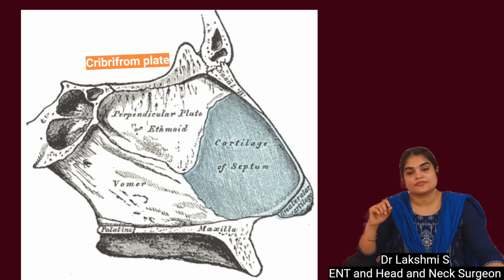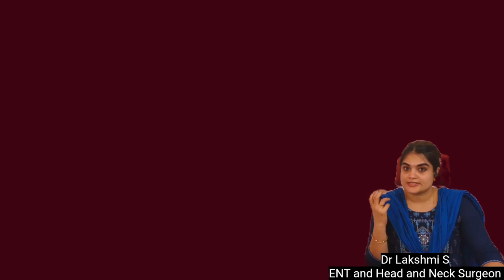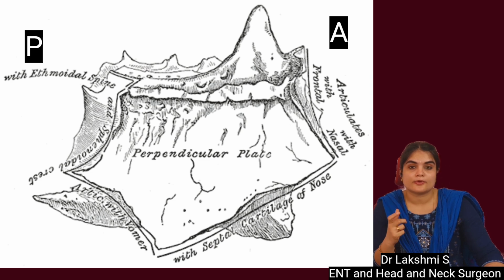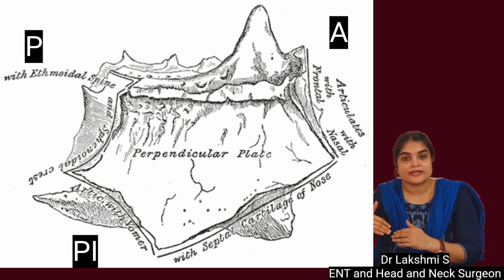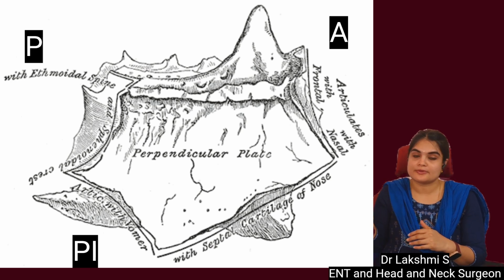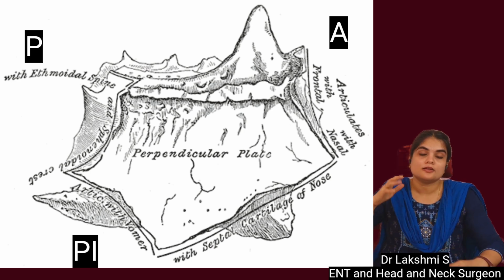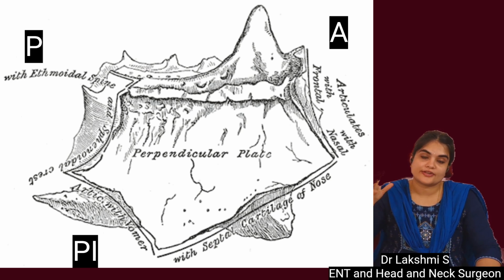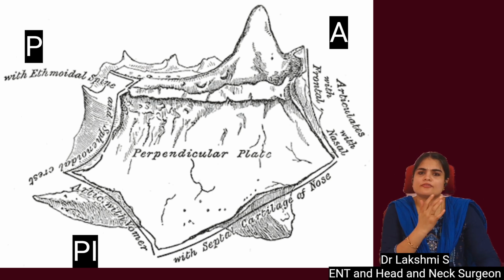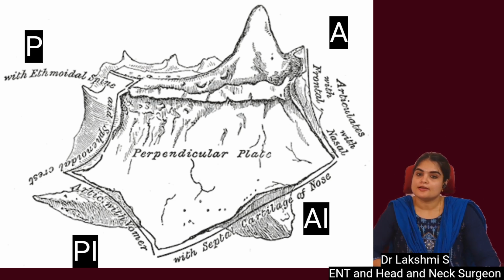The perpendicular plate of the ethmoid is continuous superiorly with the cribriform plate and the crista galli. Posteriorly, it attaches with the sphenoid crest. Postero-inferiorly, it attaches with the vomer. From the image, you can see that the vomer is below the perpendicular plate of the ethmoid. Antero-inferiorly, it attaches with the septal cartilage.